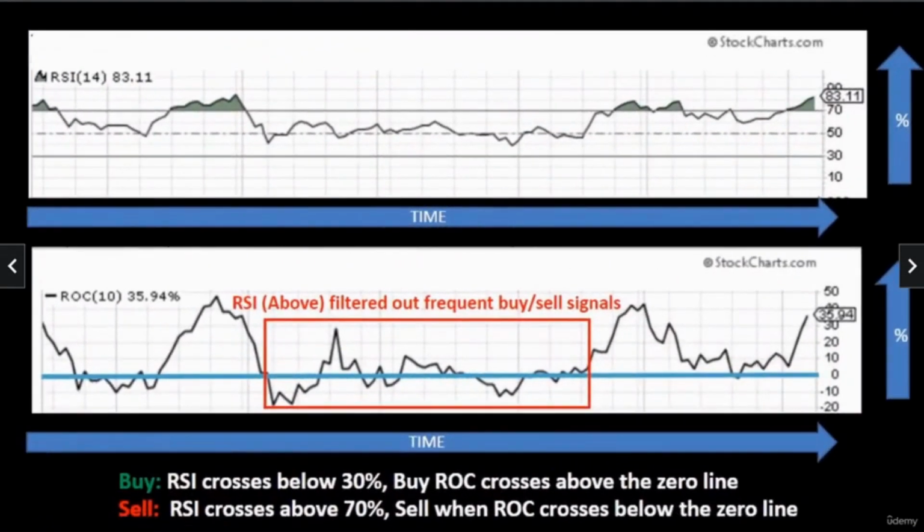Now, if we look at these together, one thing that you'll see here is you notice how in the ROC, it goes above and below the zero line pretty frequently in the middle. That's that whipsaw effect where it's whipping above and below the line, causing a lot of frequent buy and sell signals. And the RSI above does not have that. Remember, the RSI is at 70 and 30. If you look at that same part of the chart, there are no buy and sell signals. It's really truly showing that there's a period of indecisiveness.